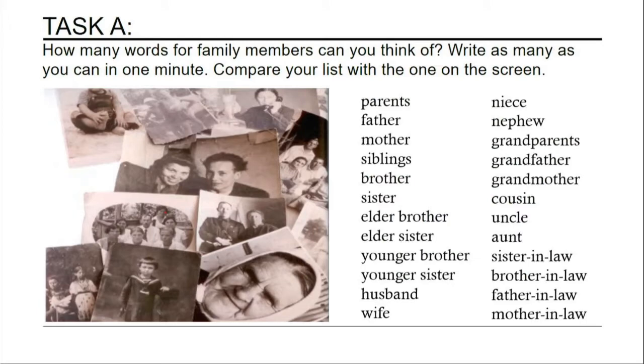Parents, father, mother, siblings, brother, sister, elder brother, elder sister, younger brother, younger sister, husband, wife, niece, nephew, grandparents, grandfather, grandmother, cousin, uncle, aunt, sister-in-law, brother-in-law, father-in-law, and lastly, mother-in-law.